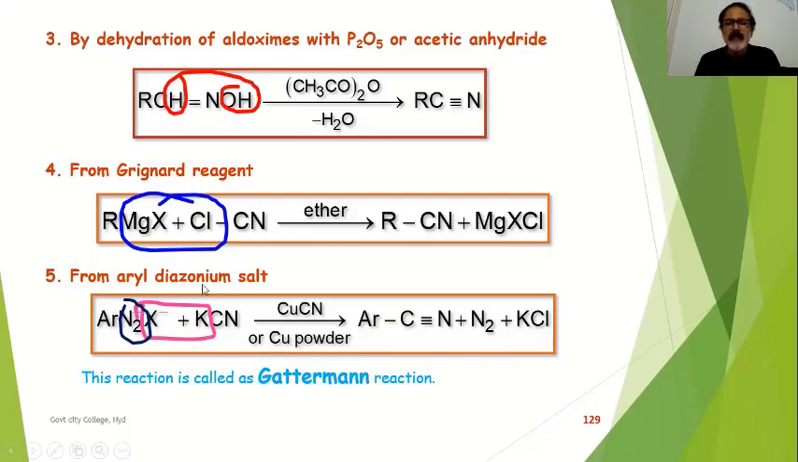So in examination, the Grignard reagent method and the Sandmeyer reaction may appear because they are name reactions, and these are the methods for preparation of cyanides.